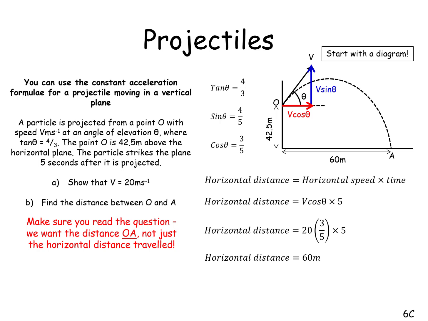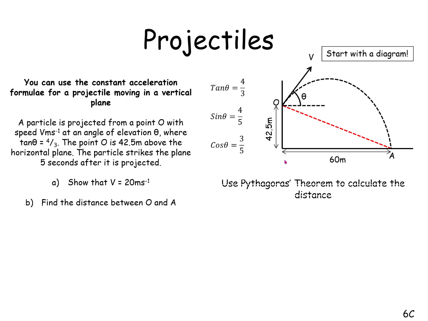Now, part b does say we want to find the distance between O and A, so that's not just the horizontal distance. We create a right angle triangle here, so we use Pythagoras' theorem. 74 meters to two significant figures. Hopefully that helps. And this is a problem where it's got multiple steps and you can be thrown off just because the point O is above ground level.